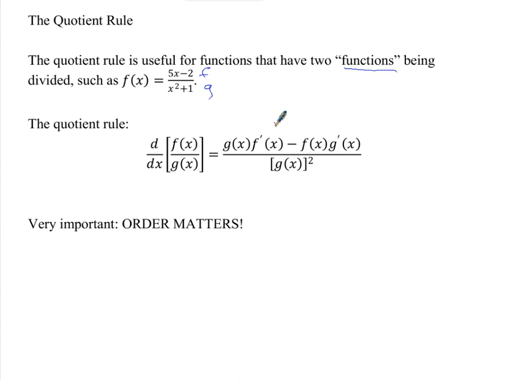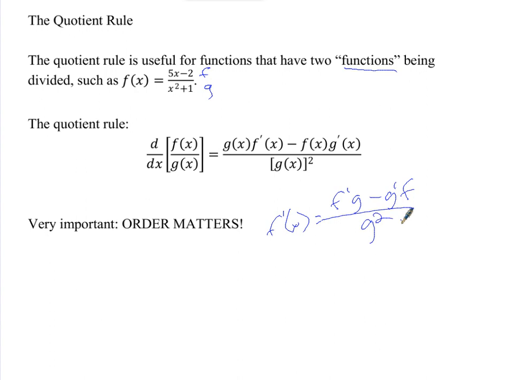The original g times the derivative of f minus the original f times the derivative of g, all divided by g squared. I'm going to rewrite this as f prime of x equals f prime g minus g prime f over g squared.